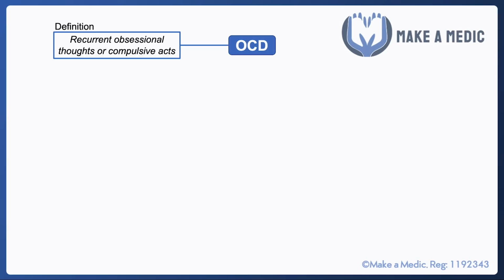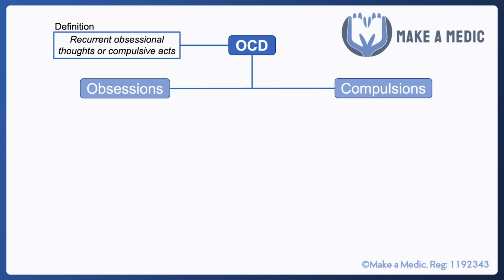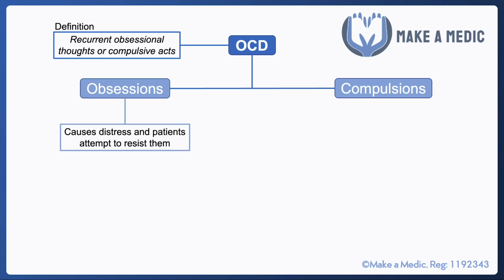Obsessive compulsive disorder is defined as a condition in which patients develop recurrent obsessional thoughts or compulsive acts. So as the name suggests, it splits up into obsessions and compulsions. Obsessions are various thoughts, images, things like that that can cause a huge amount of distress, and patients will try their best to resist them, but will really suffer as a consequence of this tension that they create.